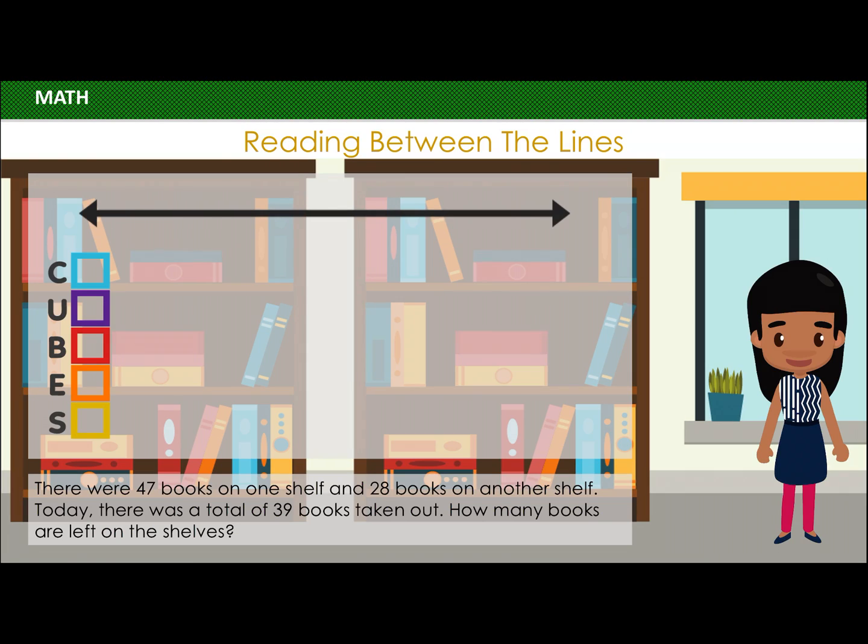So when I read this one, it says there were 47 books on one shelf and 28 books on another shelf. Today, there was a total of 39 books taken out. How many books are left on the shelf? So I underlined and circled the parts that I know are super important. So my final question is how many are left on the shelf? So I know that at some point we're going to have to be subtracting.